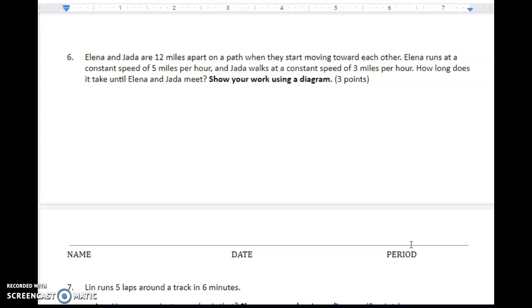Question 6. Elena and Jada are 12 miles apart on a path when they start moving towards each other. Elena runs at a constant speed of 5 miles per hour, and Jada walks at a constant speed of 3 miles per hour. How long does it take until Elena and Jada meet? Show your work using a diagram.